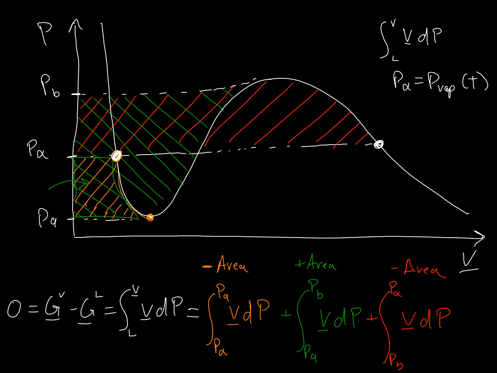So what we're left with is only this area, I'll call area 1. Right, all the other ones canceled out. And this area, which I'll call area 2. So if area 1 is equal to area 2, we have satisfied the requirement that delta G is equal to 0, and that we have perfectly selected the right pressure.